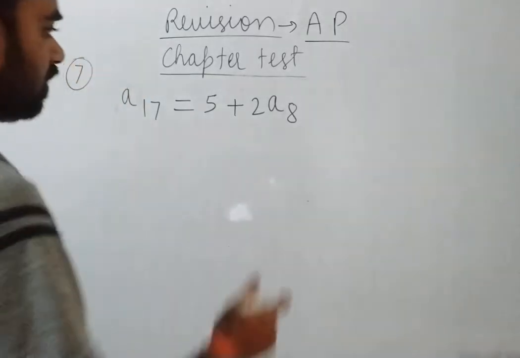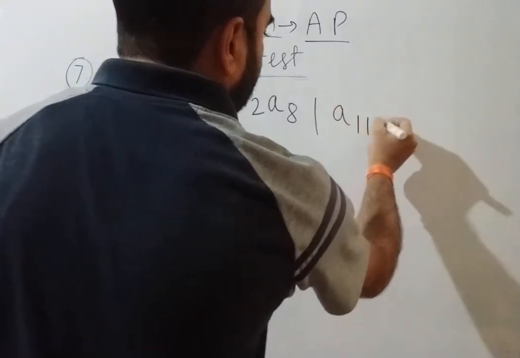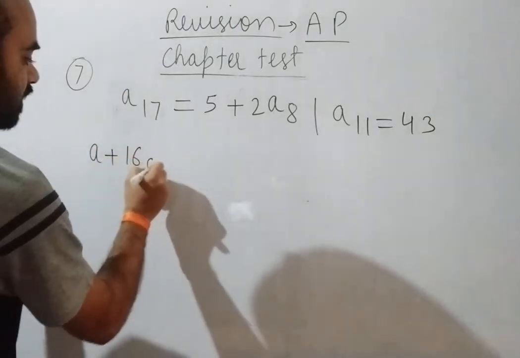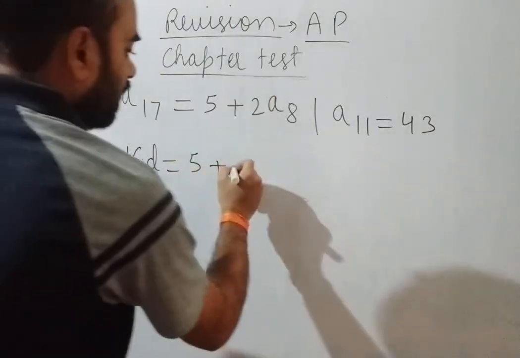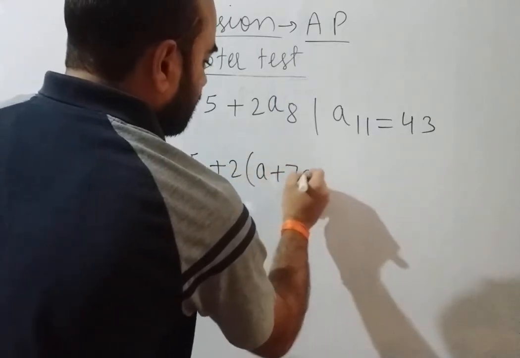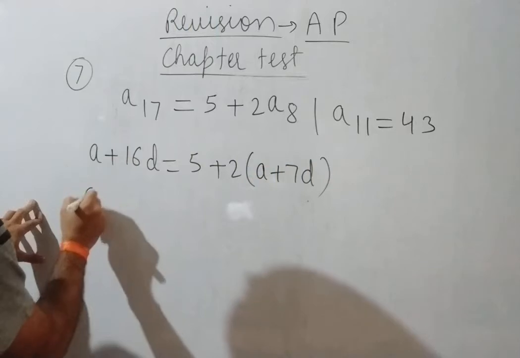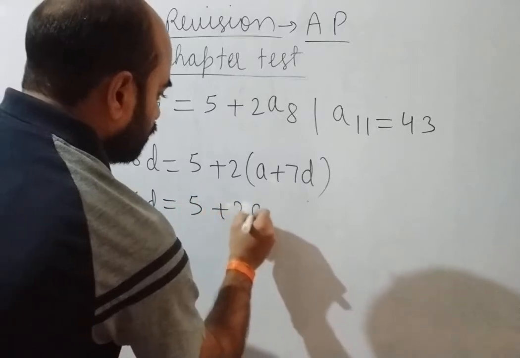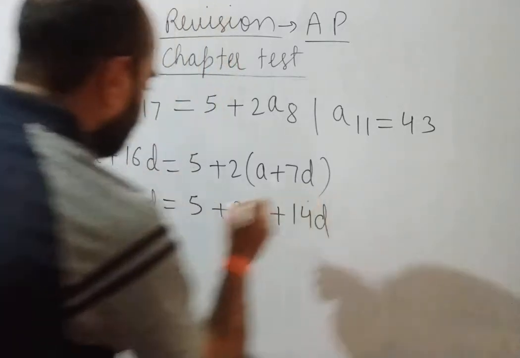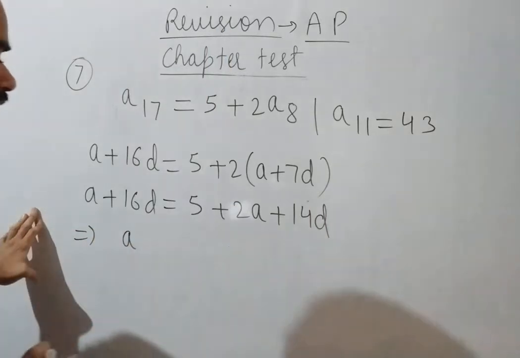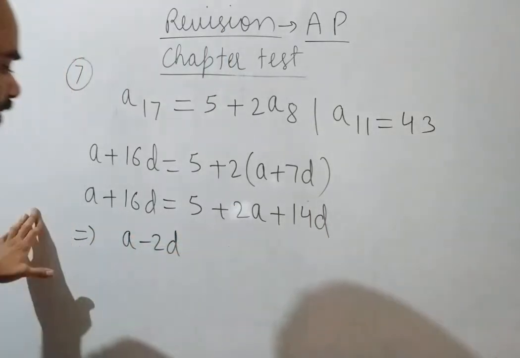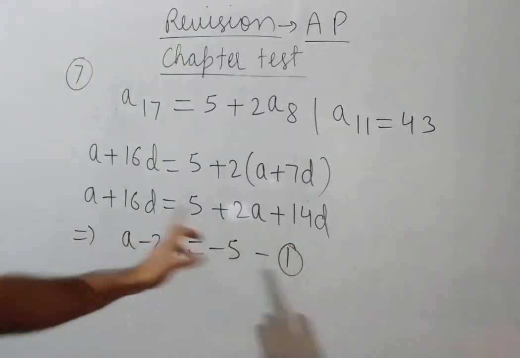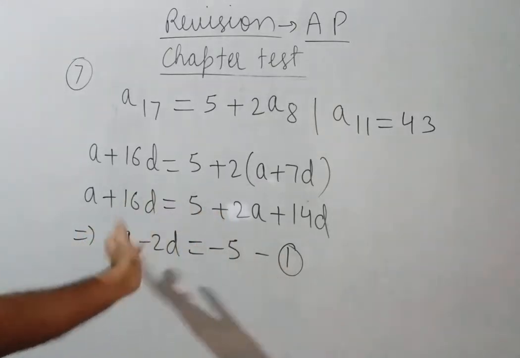11th term is also given. 11th term is 43. Correct? So A17 means A plus 16D is equal to 5 plus 2 times the 8th term, which is A plus 7D. So finally this will be A plus 16D is equal to 5 plus 2A plus 14D. Final equation will be A minus 2D is equal to minus 5. Check: 2A minus A, 14D minus 16D, plus 5 minus 5.